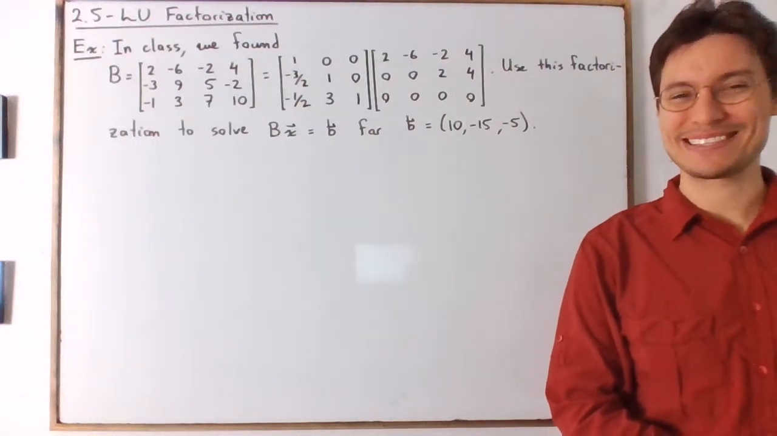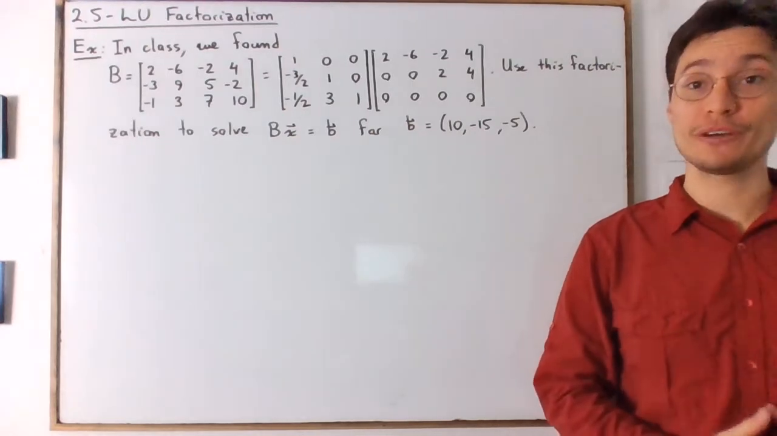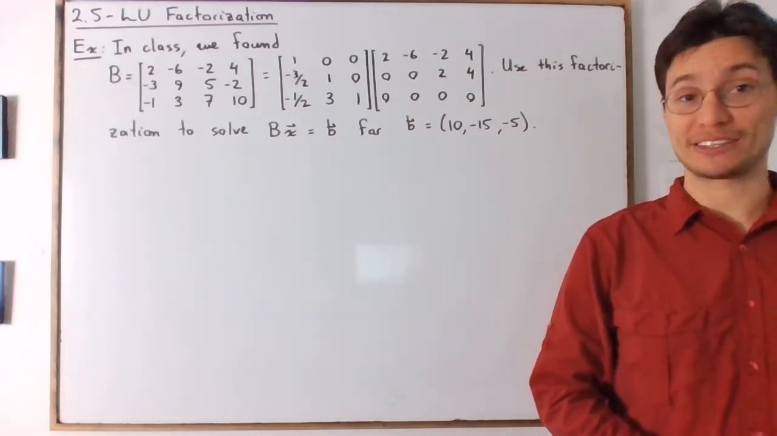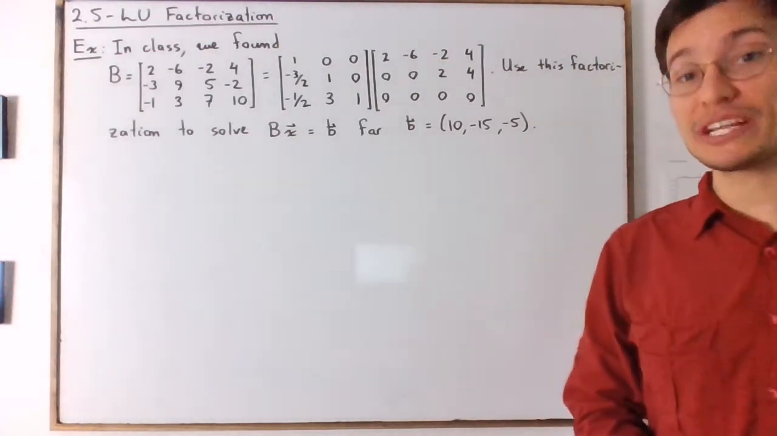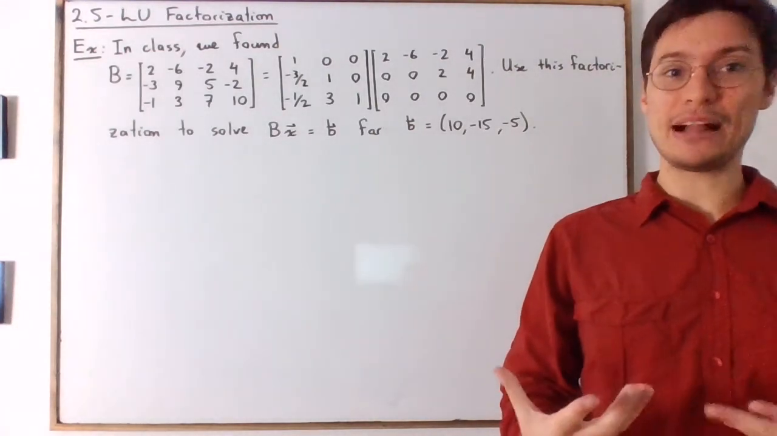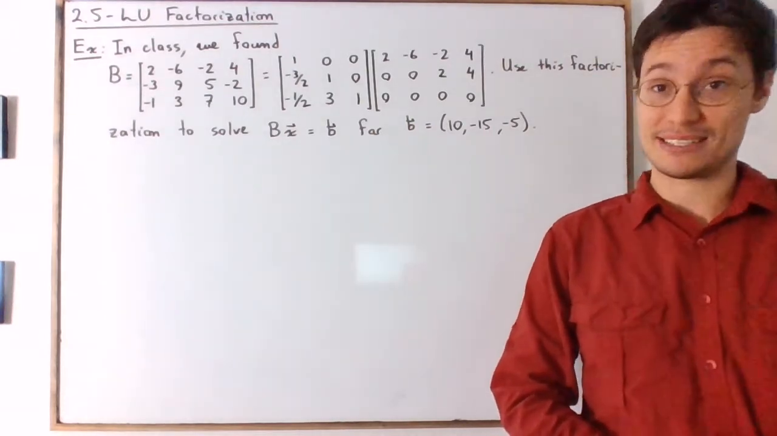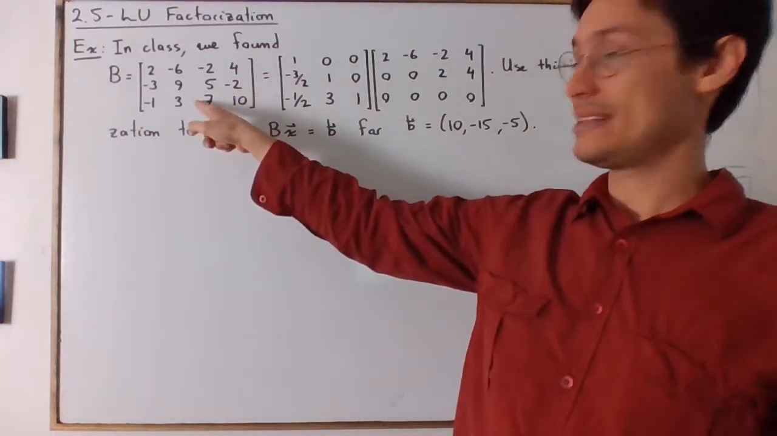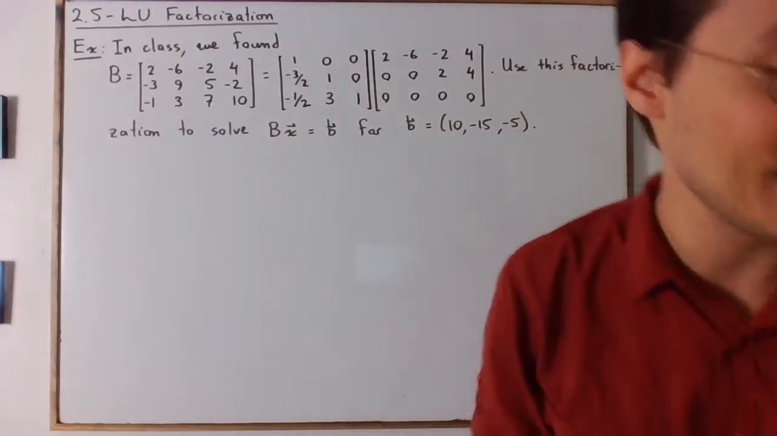Hi, linear algebra students. This is the second and last example you have to look at in the LU Factorization section 2.5. And it's an example in which we are given an LU Factorization. Actually, we're not really given it. We found it in class. We found in class that this matrix B has this LU Factorization.